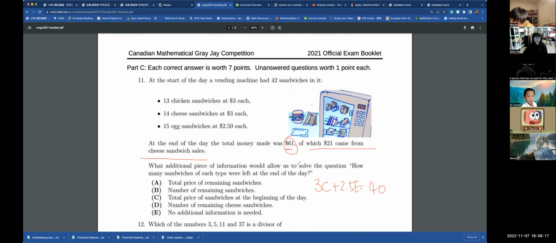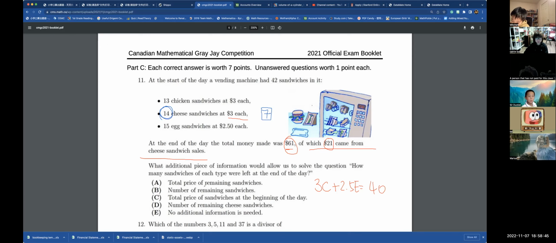OK，他没有问你卖掉多少个，他只问你还剩下多少个。那我们知道3块钱一个的 cheese sandwich 一共卖出去21个，那老师问你们 cheese sandwich 一共卖出去几个？How many sandwiches? 7. Very good. So altogether they have 14 cheese sandwiches. So how many left are there? 7 left. Correct?